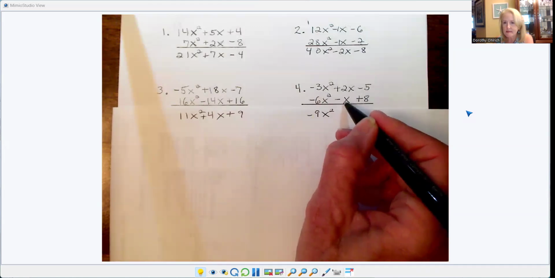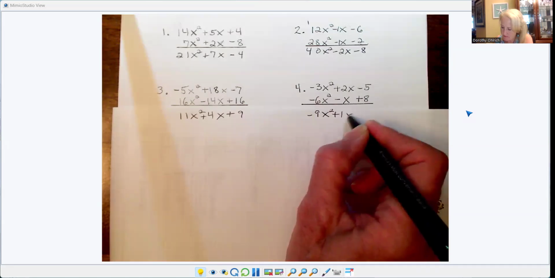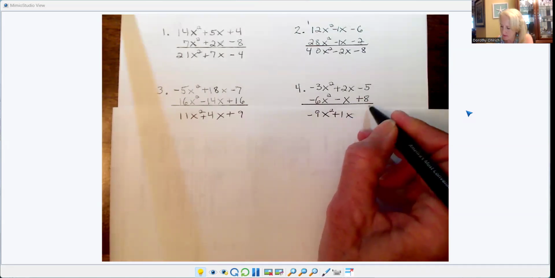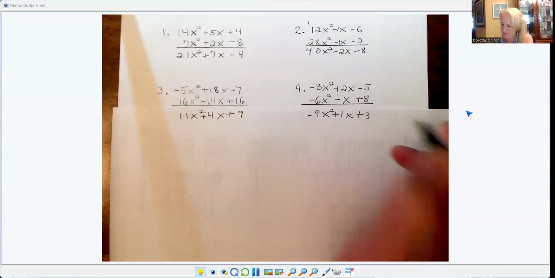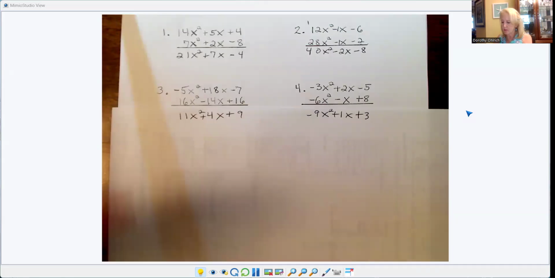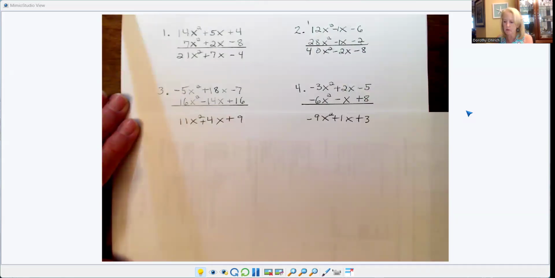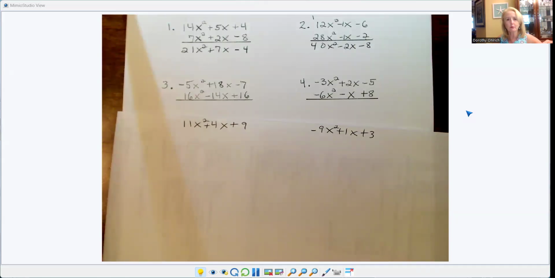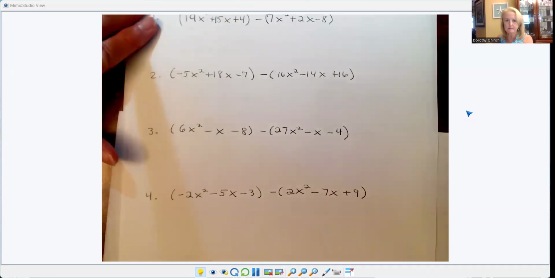2, minus 1 is 1x. You don't have to put the 1, you can just put plus x. And -5 plus 8 is the same thing as 8 take away 5. So these are adding, and they were put down like that. Sometimes you see them adding all the way across, but I want to show you what to do if you have subtracting polynomials. Usually they're set up like this.